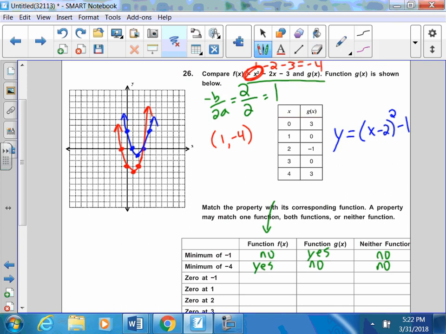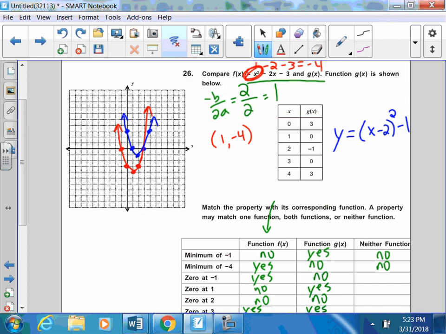All right, zero at negative 1. So remember, zeros are where the x-intercept is. So let's just look at the first graph, the red one. The x-intercepts are at negative 1 and positive 3. So negative 1 and positive 3. This is a yes down here, and no and no. The blue graph, the x-intercepts are positive 1 and positive 3. So yes here, yes here, a no and a no.